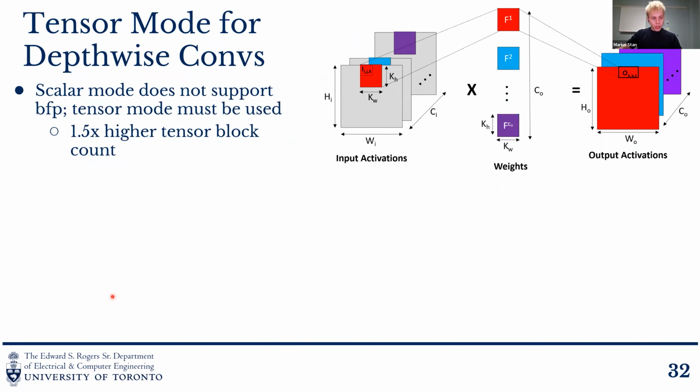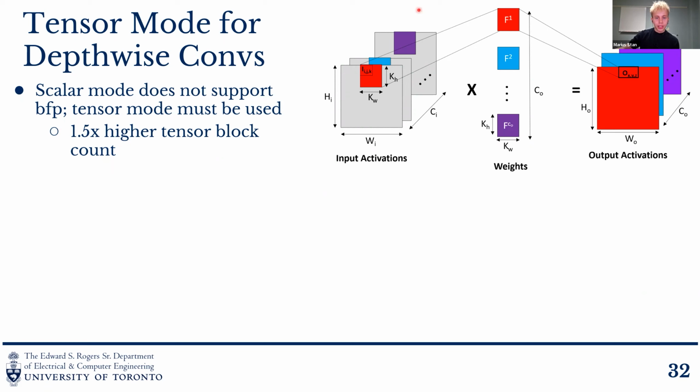So another change we had to do was we had to implement tensor mode support for Depthwise convolutions. And this is because scalar mode does not support block floating point. So we used scalar mode, if you recall, for Depthwise convolutions, which did 3 independent multiplies. But without block floating point support, we need to use tensor mode support, which is not ideal for 2 reasons. One, it increases area by about 1.5 times, as we need to increase the number of tensor blocks used. And 2, it adds some additional complexity, as we'll see on this slide.